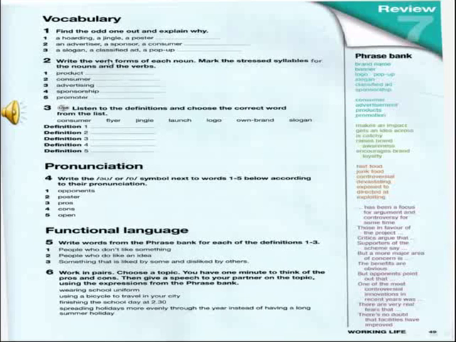Right? 2. Write the verb forms of each noun. Here we have nouns. We want to write the verb. Right? Okay. Switch off the video. Work on your own. Okay? Switch off the video.